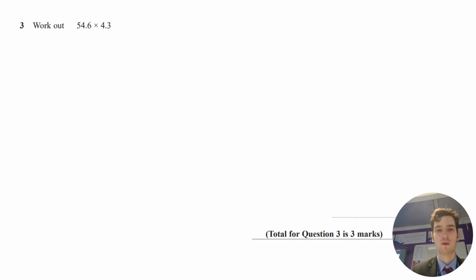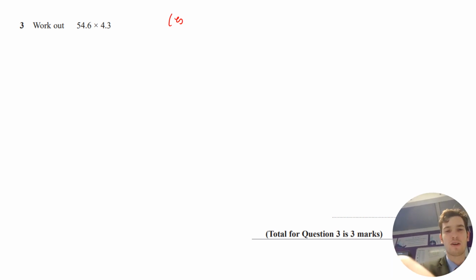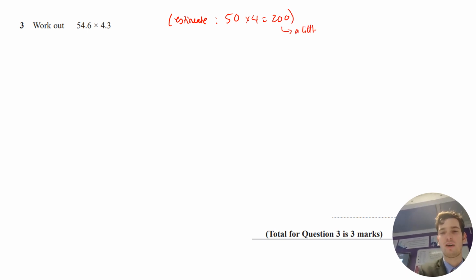Question 3. Okay, so I got a decimal calculation. So 54.6 times by 4.3. The first thing I'm going to do before I do any calculations is work out an estimate for this. So roughly what's it going to be? Well, 50 times by 4, let me just write down estimate. I'm not actually going to do this, but just to check that my answer is going to be right. So 50 times by 4 is 200. And I'm expecting a little bit more than 200 to be my answer.